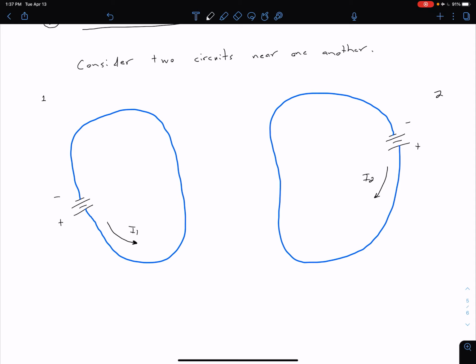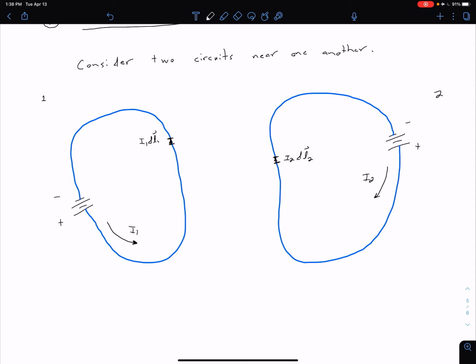So what we want to do in terms of figuring out the force that these two circuits exert on one another is start by considering some differential current element on each circuit. Let's say over here on circuit 1, we want to consider this little differential current element. So that's going to be I1 times dL1. And we can choose any arbitrary differential current over here on circuit 2. Let's say this is going to be our I2 times dL2.